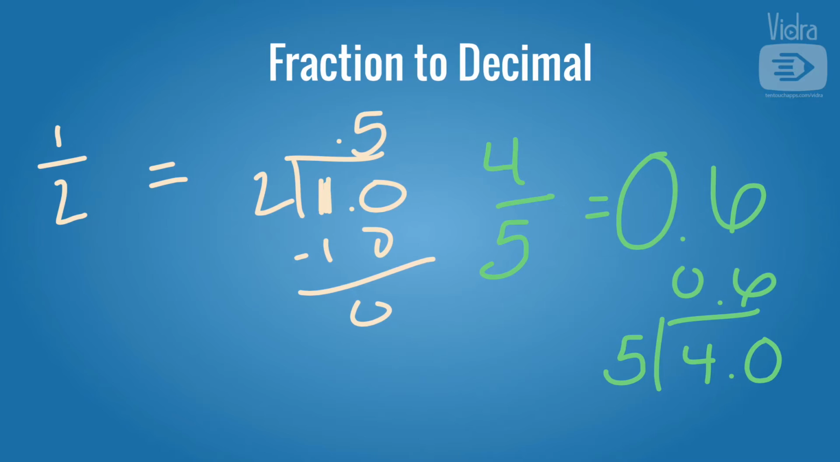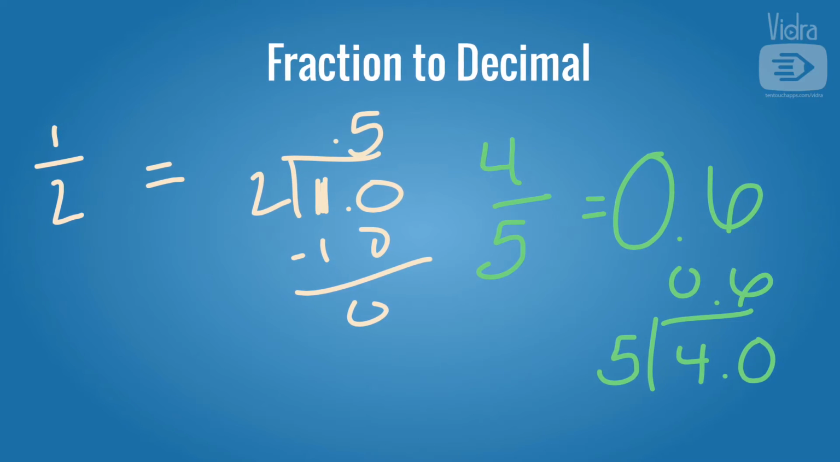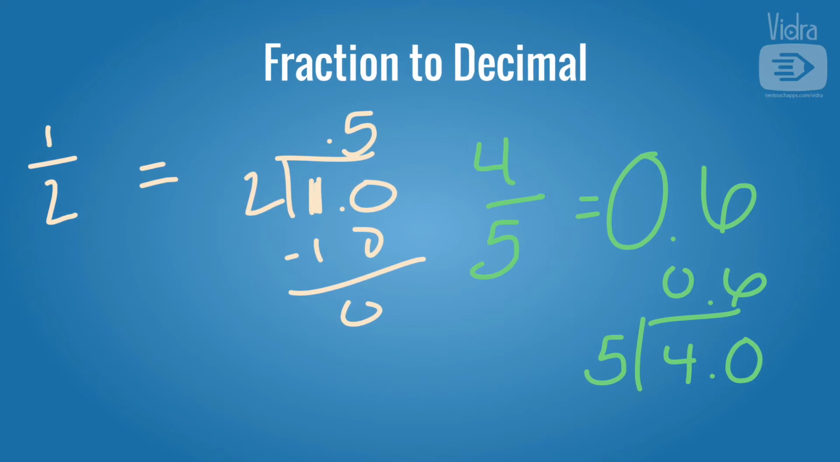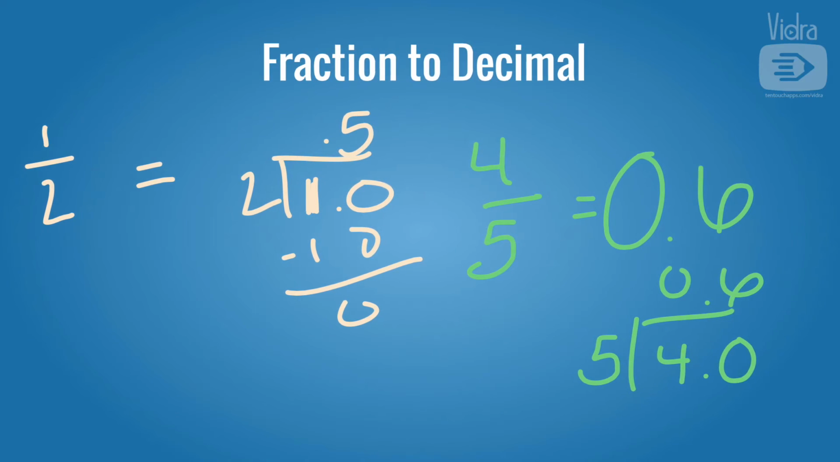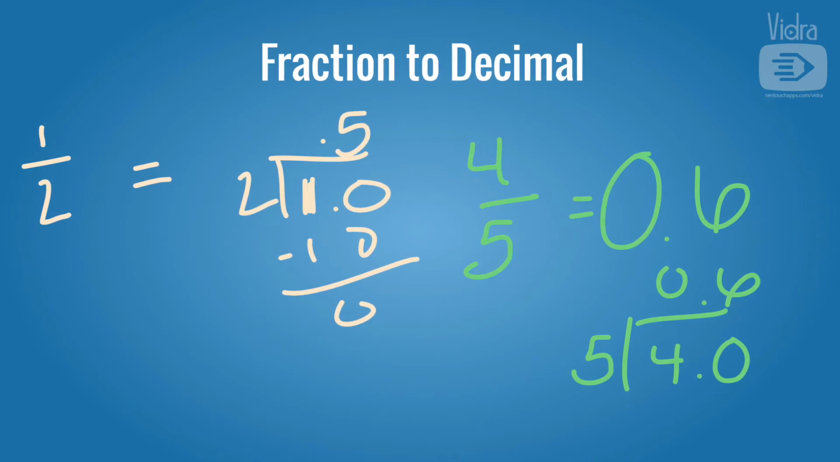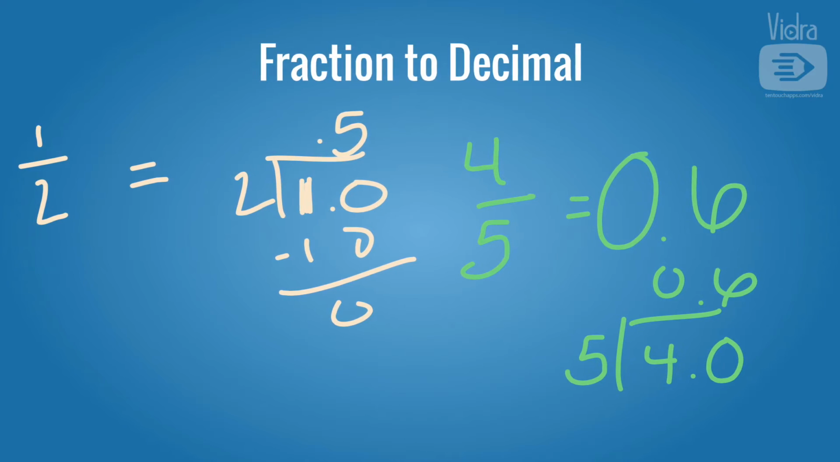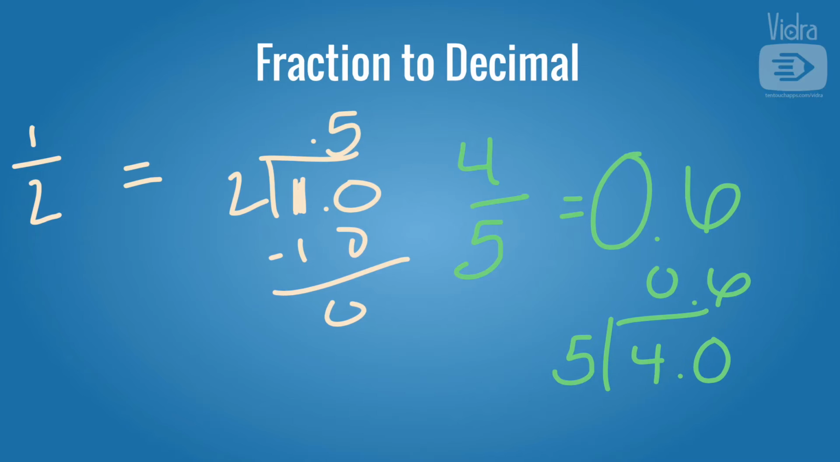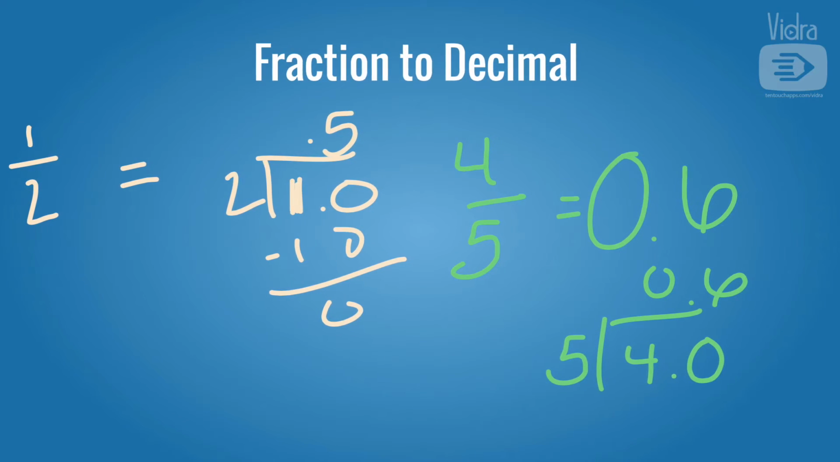The top dog always will go in the house. Even though 1 is smaller than 2, it still goes in the house. So that gives me 0.5 or 5/10. 4/5 would be the division problem of 4 divided by 5, which would give me 0.8 or 8/10.